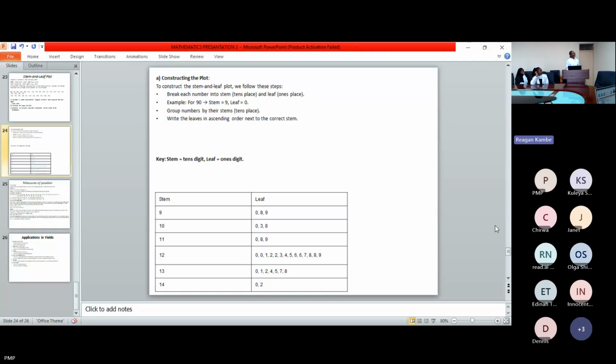Because we have our stem as the upper digit, and then the leaf is the lower digit, which is 0. So if we had to write 9 and 0 on the same side, it was not going to make sense, because the key says the stem is the tens digit, and the leaf is the ones digit.